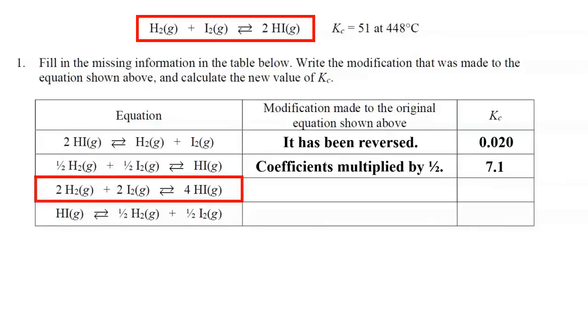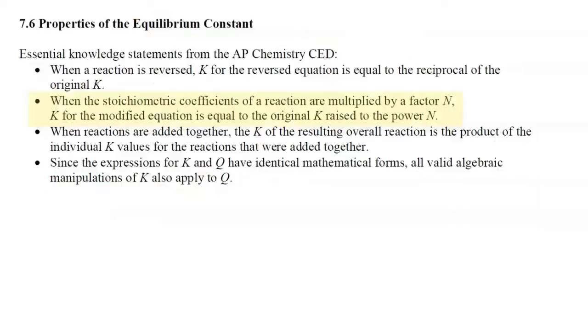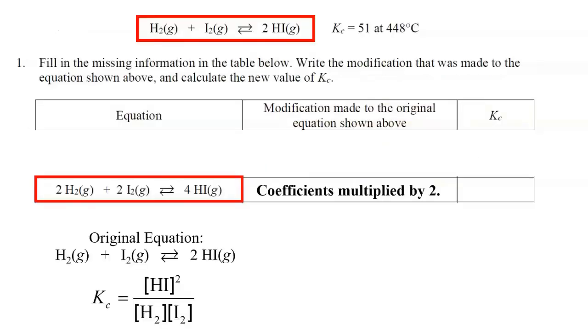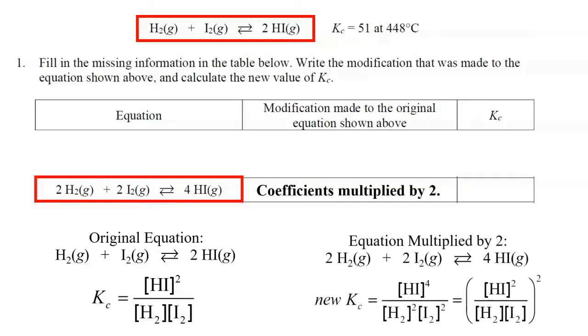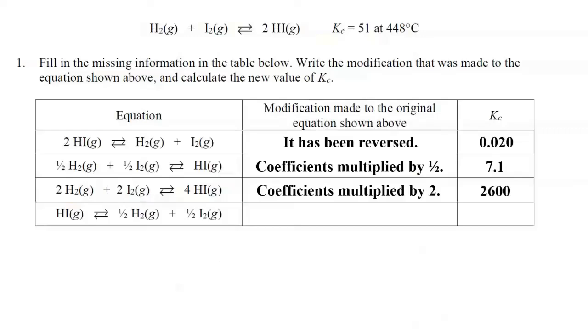In our next equation, 2H2 plus 2I2 to produce 4HI, each of the coefficients has been multiplied by 2. So we're going to go ahead and raise 51 to the second power, or 51 squared. So there's the original equation with the equilibrium constant expression. The new equilibrium constant expression has been raised to the power 2, or squared. So 51 squared is 2,601. If we round that off to two significant figures, it would be 2,600.